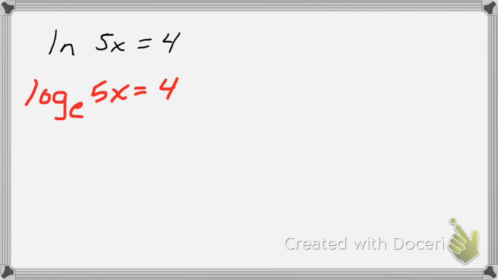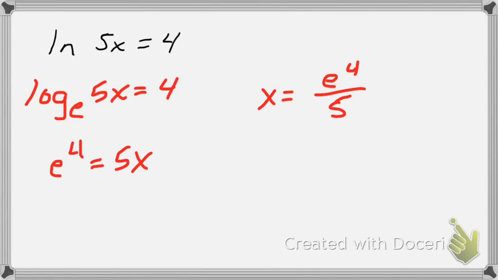Here's what I did. Log base e of 5x equals 4. E to the 4th equals 5x. Divide by 5. Calculator, approximately 10.92.